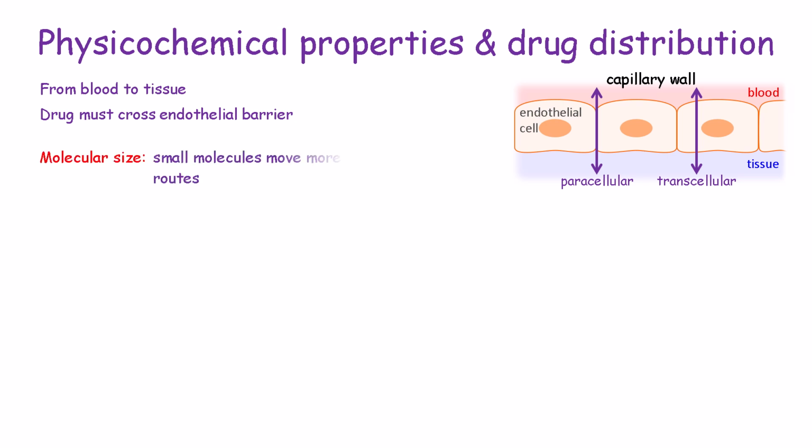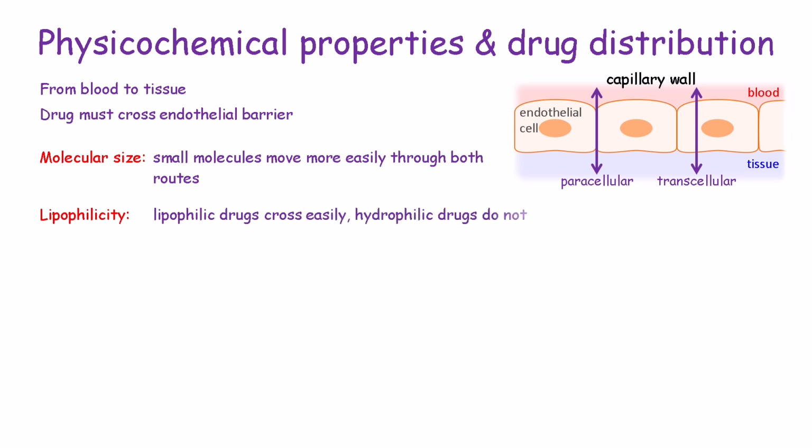Small molecules move more easily between or through endothelial cells than large molecules. Transport is also affected by the relative solubility of a molecule in the lipid membrane or watery blood. Lipophilic drugs cross easily by either route, so distribute widely into tissues with a rich blood supply. In contrast, hydrophilic drugs stay mostly in the blood unless there is a transporter protein to assist.